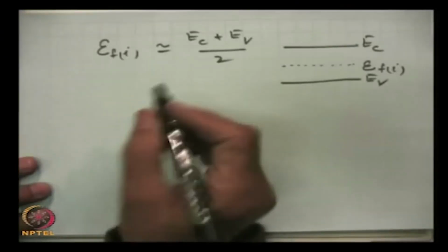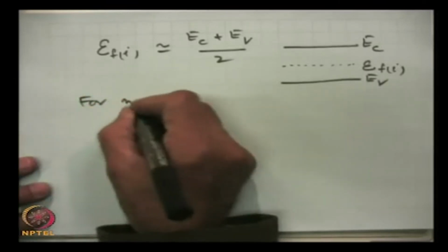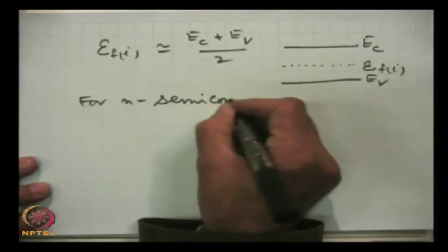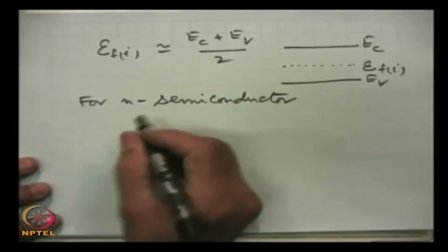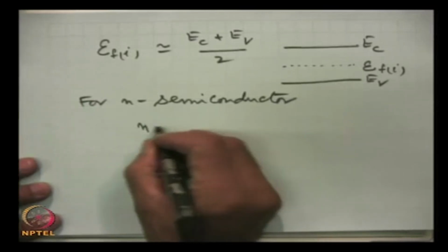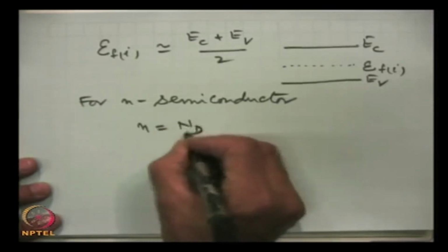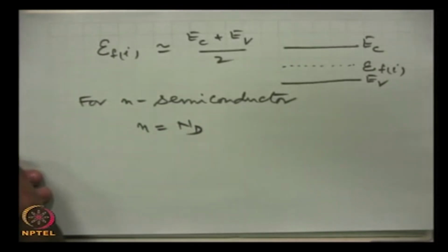We can write the expression for N and P type semiconductors, because finally we have to deal with N and P materials. So, we write this expression of Fermi level for N and P type materials. So, for N semiconductor, we know that electron concentration is equal to the donor concentration, where we assume that all impurity atoms which have been added are ionized. That means each impurity atom has given one electron to the conduction band.